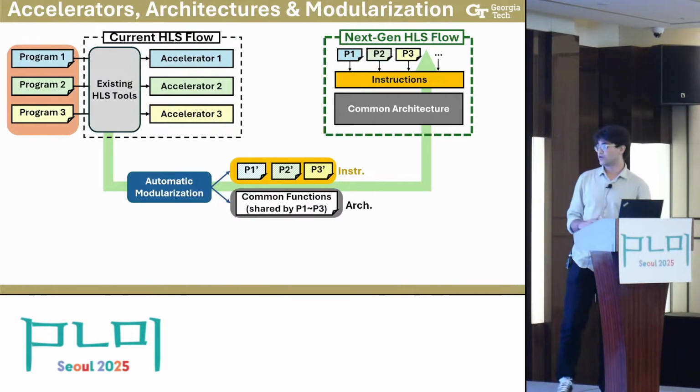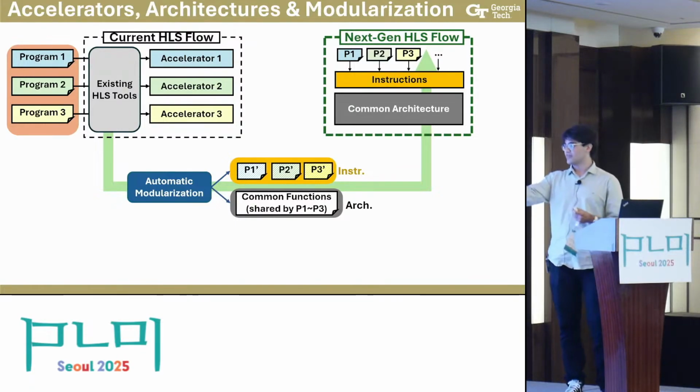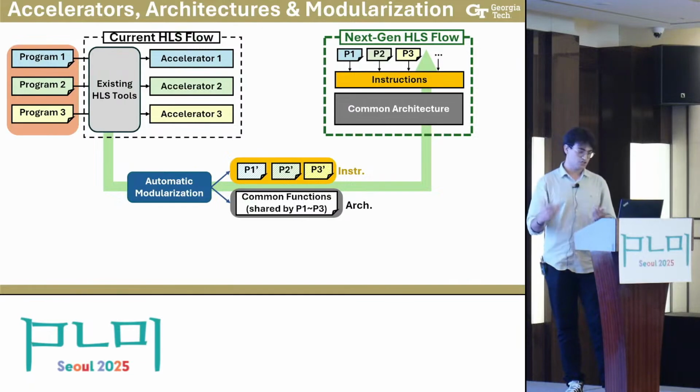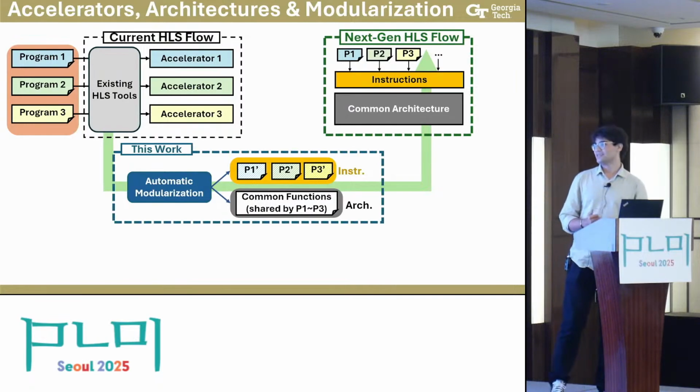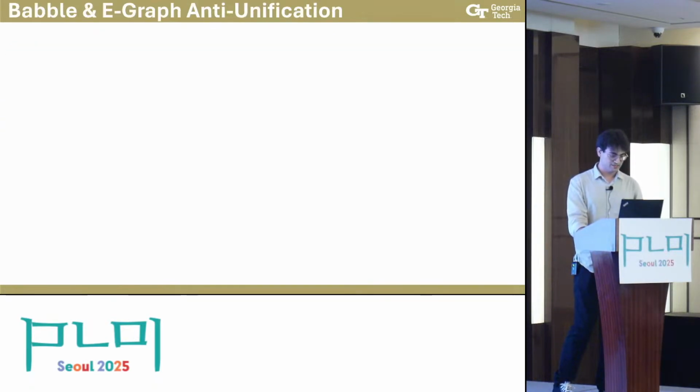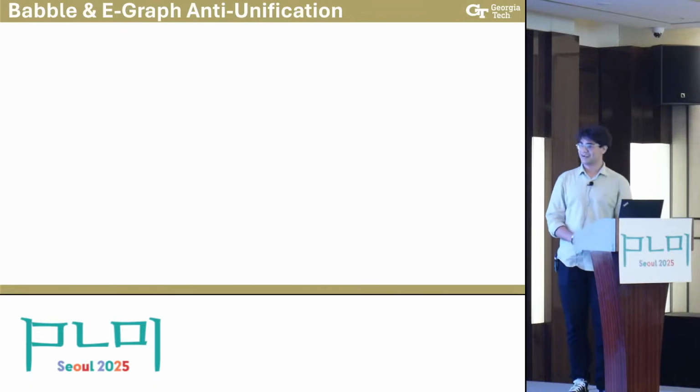You want to find out what are the common functions shared across our input programs, put these into an architecture, and then run these P1, 2, and 3 as instructions over this architecture. And that's exactly what I'm going to focus on in this work, is how we perform this automatic design modularization. And spoiler alert, it uses e-graphs.